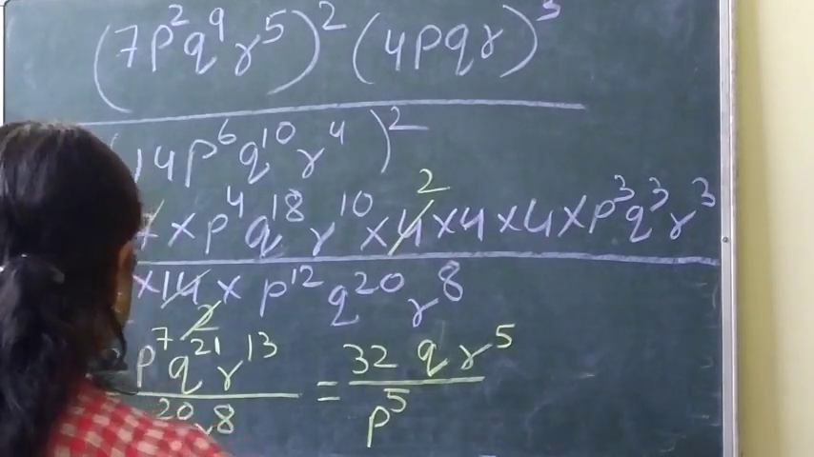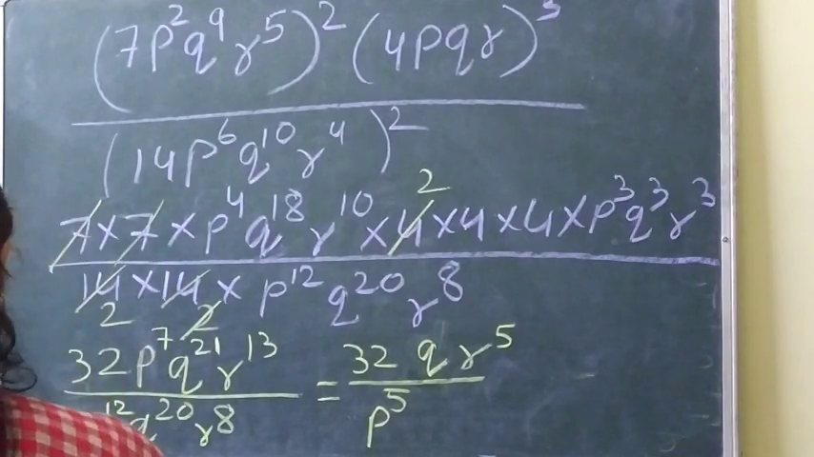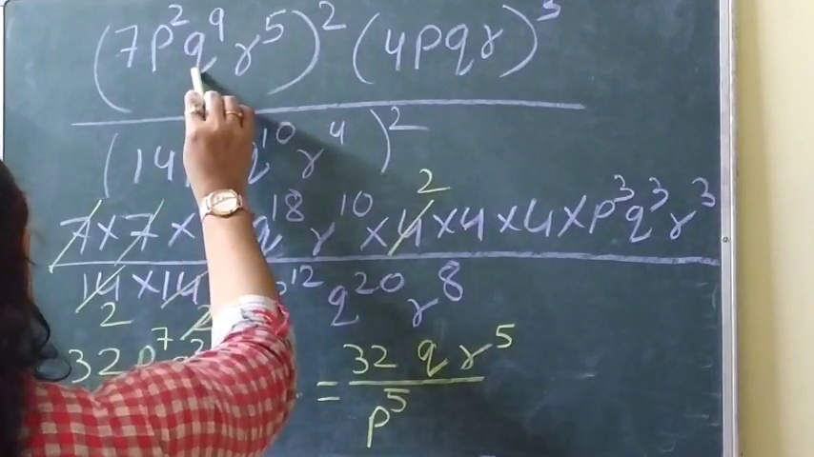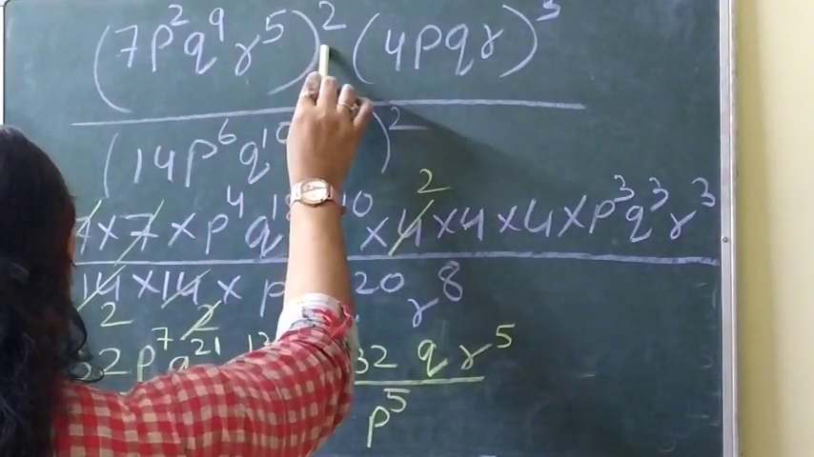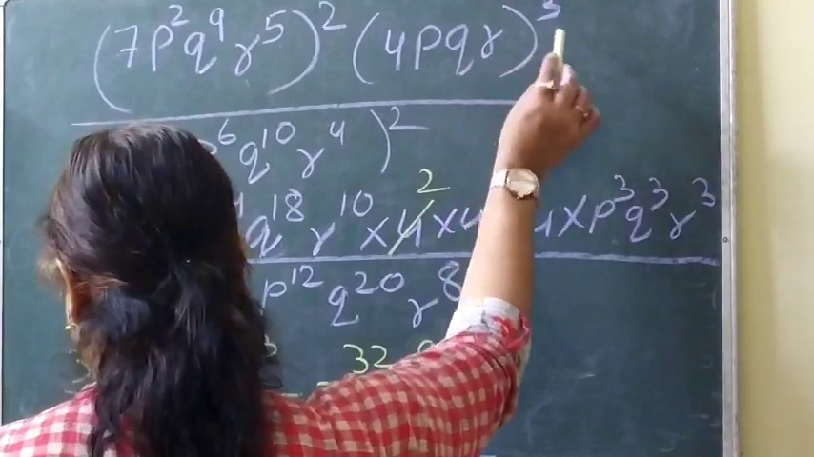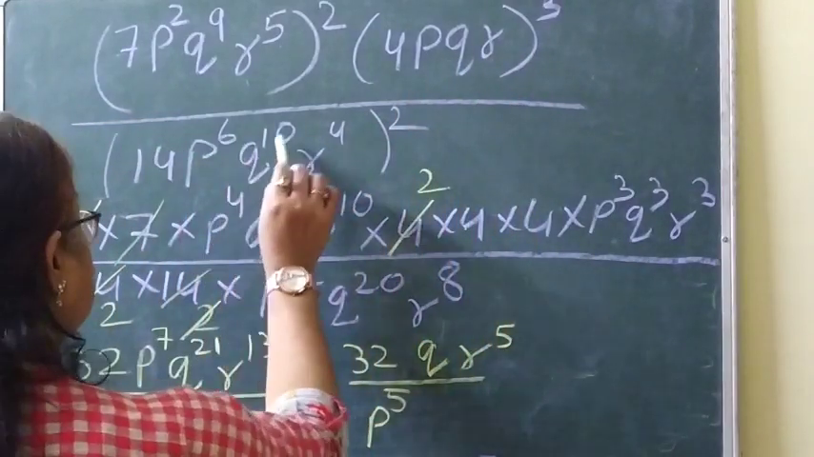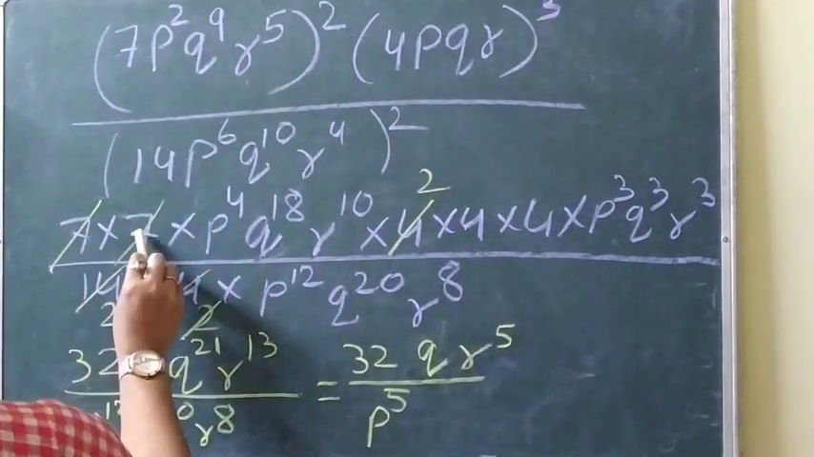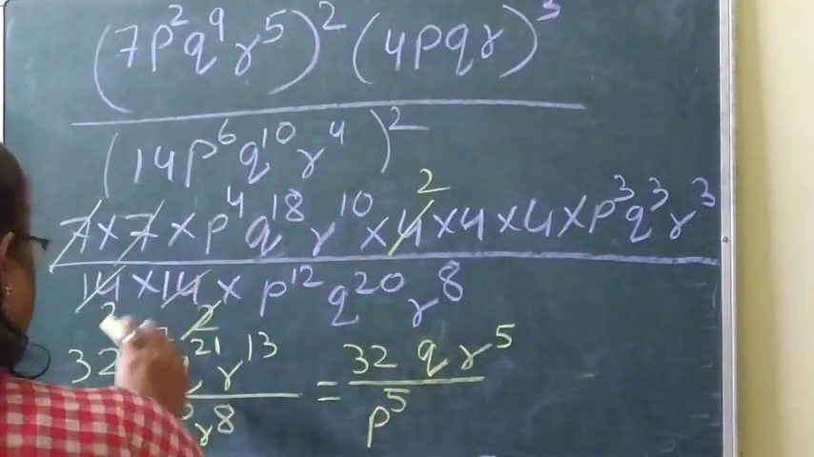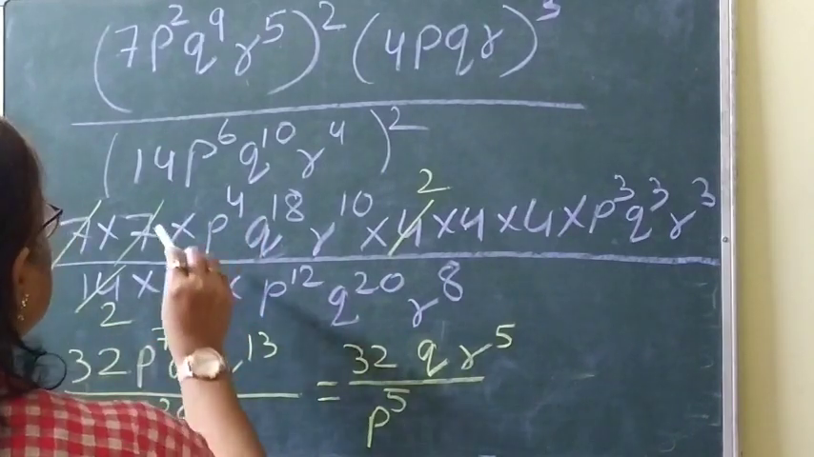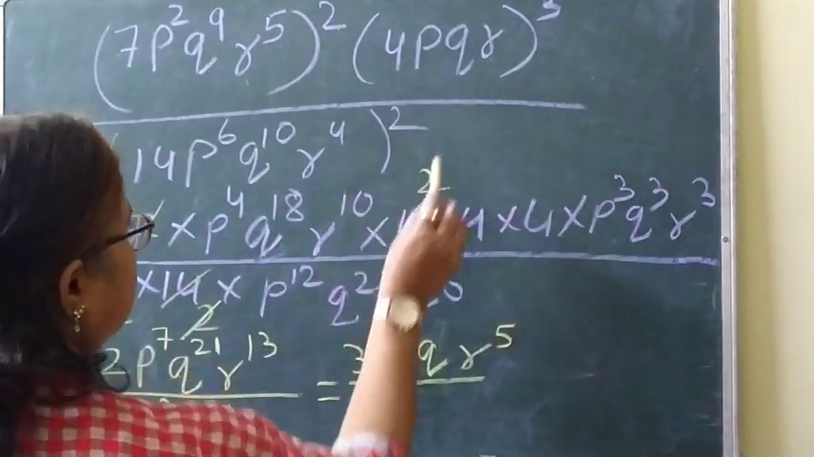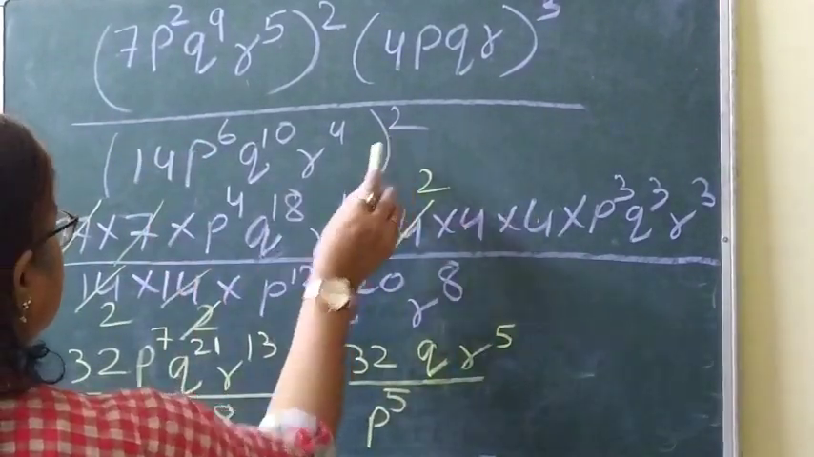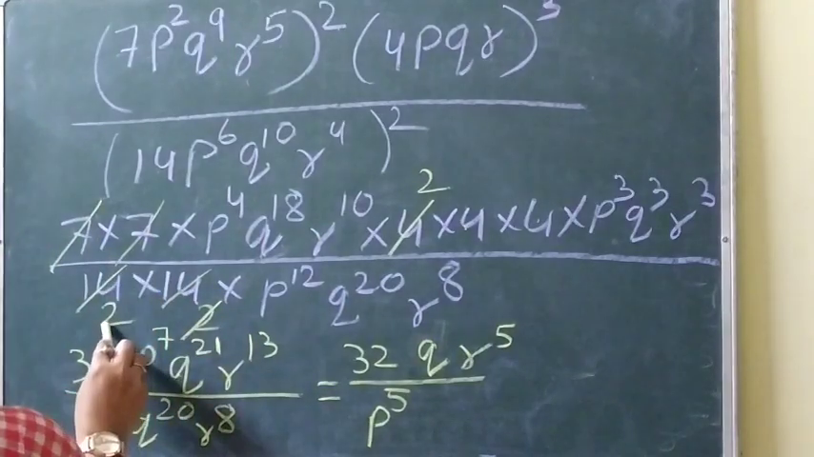Let's check once again. So here 7p square q to the power 9 r to the power 5 is square. Then 4p q r and 3. Here 14p to the power 6 q 10 r 4 and square. So 7 square means 7 into 7 p to the power. So 7 into 7 here and here 4, 3 times. 4, 4, 4. Clear? Okay. Then here 14, 14 2 times. So 14 into 14. So 7 2s are 14.